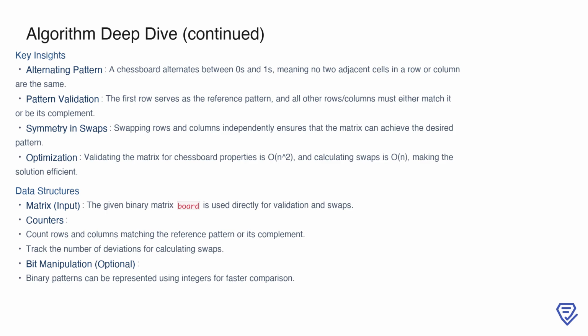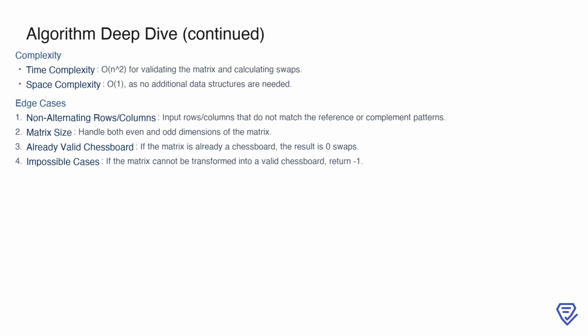Additionally, the algorithm is optimized to be efficient. Validating the matrix to check for chessboard properties has a time complexity of O(n²), while computing the swaps is linear, or O(n). This efficiency ensures the solution is scalable even for larger matrices. Finally, we rely on straightforward data structures like counters to track patterns and deviations. For those looking for further optimization, binary patterns can also be represented as integers for faster computation.